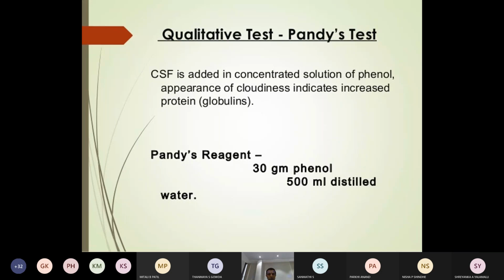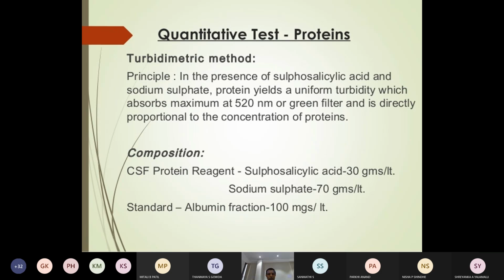There are quantitative and qualitative methods. We can estimate qualitatively also; that is called Pandy's test. Pandy's reagent contains 30 grams of phenol in 500 ml, so we can estimate qualitatively. But quantity is very important for our assay.